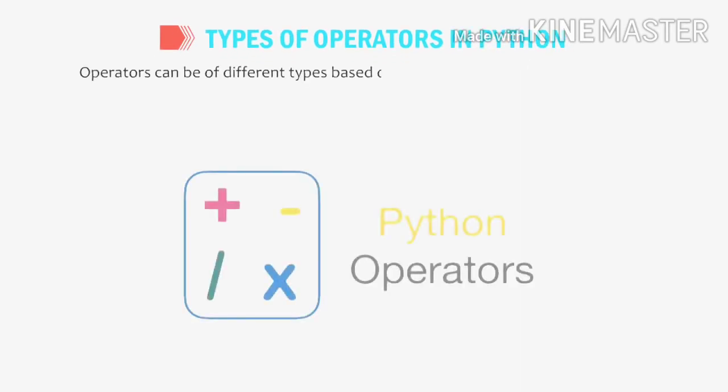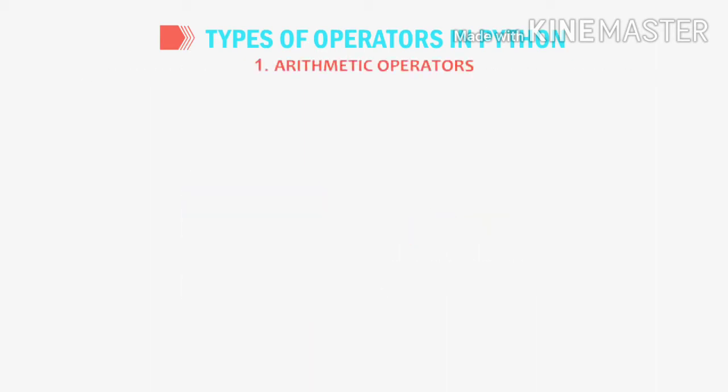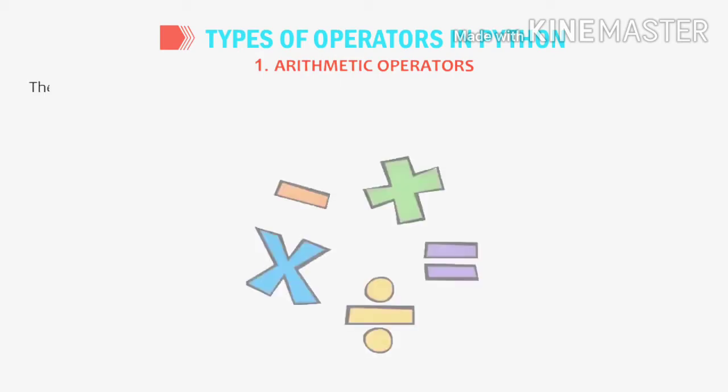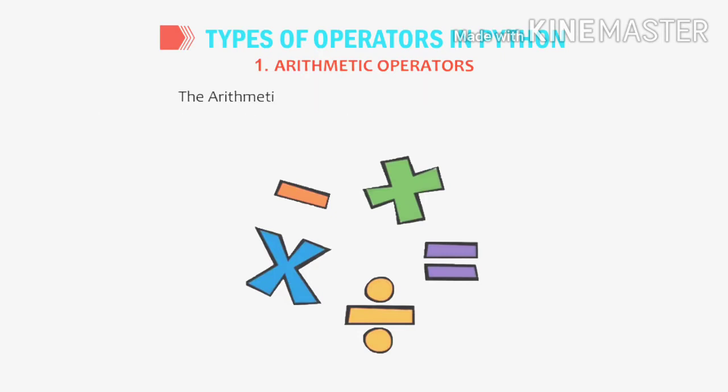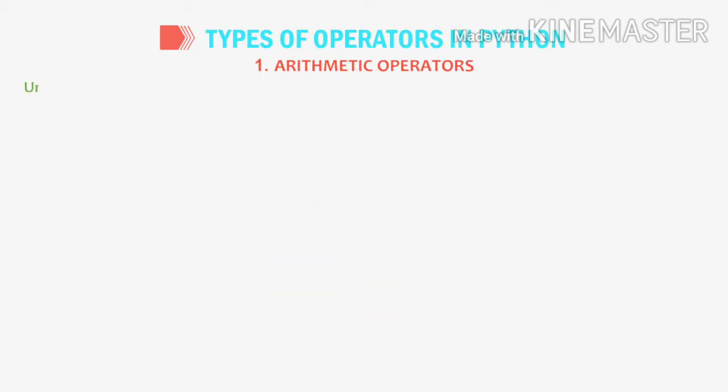Operators can be of different types based on the kind of operations they perform. The first one is arithmetic operators. The arithmetic operators are used to perform basic mathematical calculations, that is addition, subtraction, multiplication, division, etc. The arithmetic operators can be further classified into two types. First, the unary operator. These operators operate on only one operand.